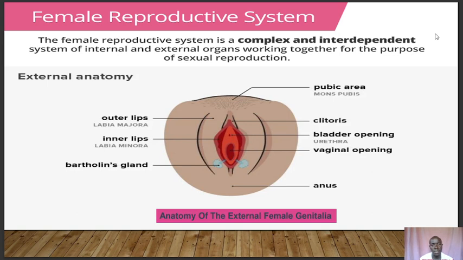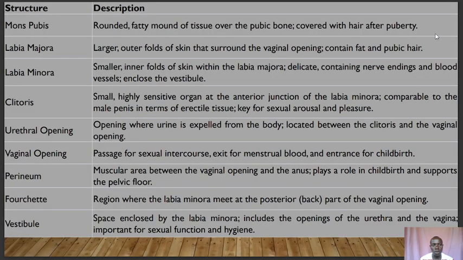This is the vulva, and we have various parts, starting with the mons pubis, that is superiorly. This is a fat tissue, mons pubis or pubic. Then the clitoris, the outer lips, inner lips, the Bartholin's glands, the anus, vaginal opening, and bladder opening.